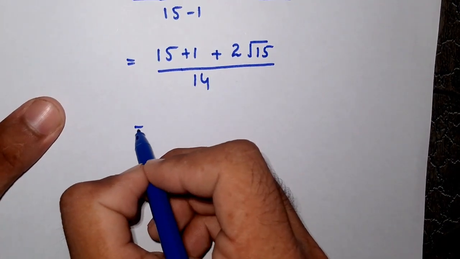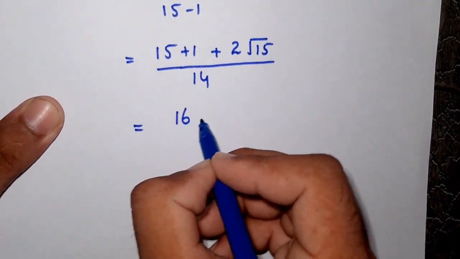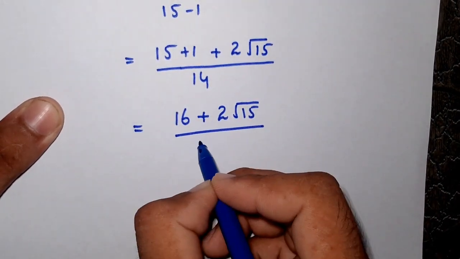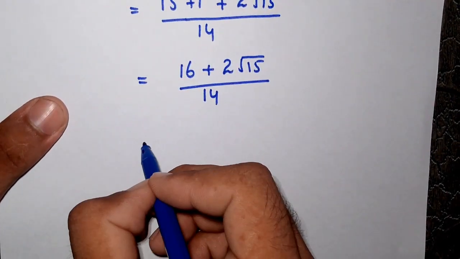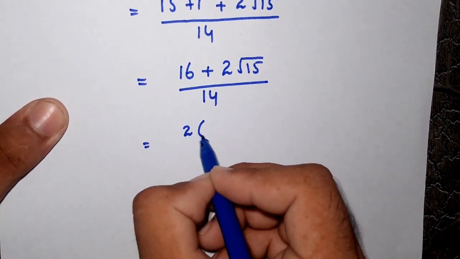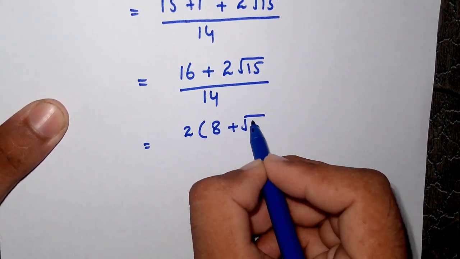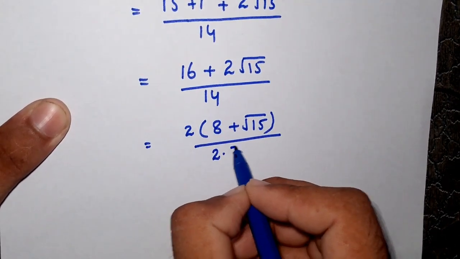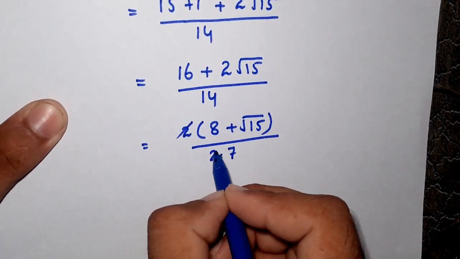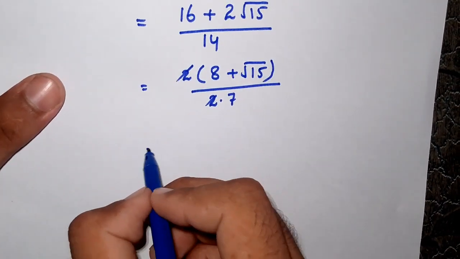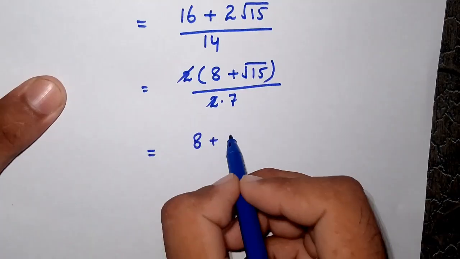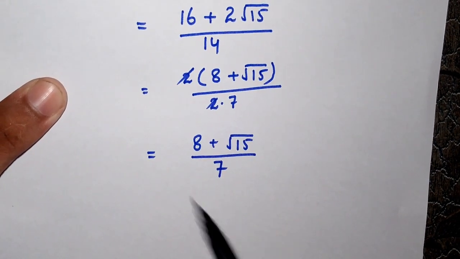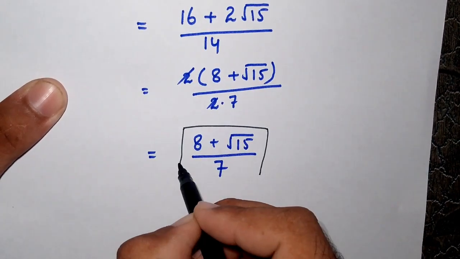Now in the next step, here 15 plus 1 is equal to 16 plus 2 times square root of 15 over 14. Now in the next step, we have to take 2 common, so here 8 left plus square root of 15 over, this is in the form of 2 times 7. 2 times 7 is equal to 14. So this 2 cancels with this 2, so at the last 8 plus square root of 15 over 7. So this is the final simplified form of this question.